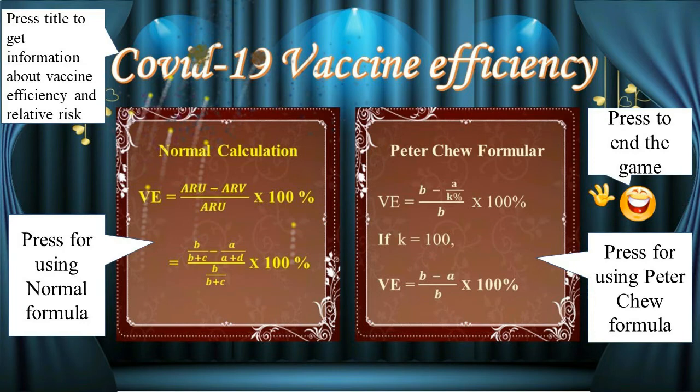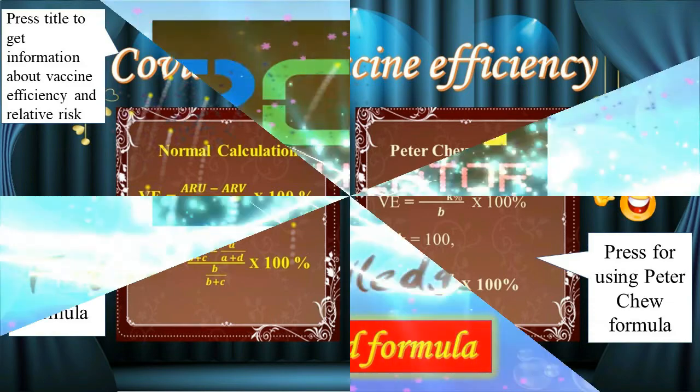One of the advantages of the PCET formula is that we can assume a high target population of vaccination with K equals 100, such as the medical worker group. When K equals 100, the PCET formula calculation becomes very simple.